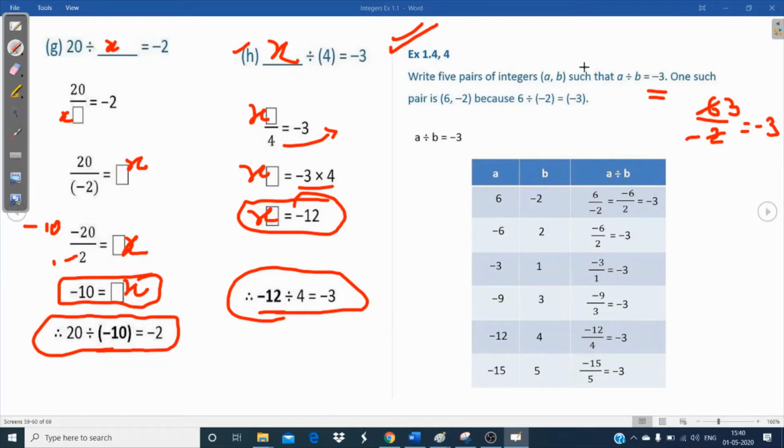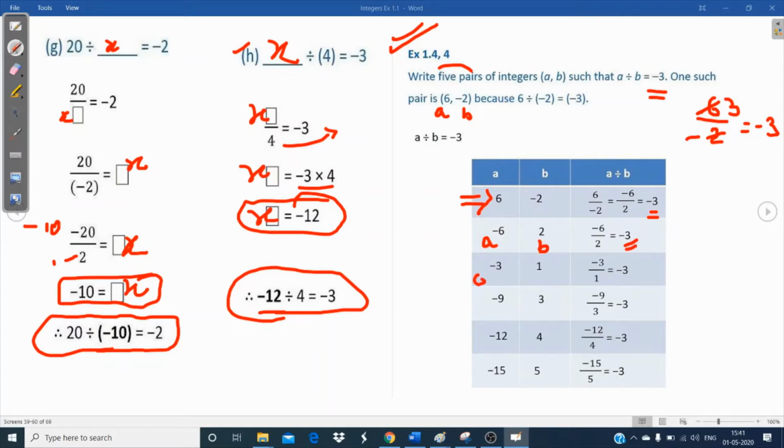You have to write 5 more such pairs. 6 divided by minus 2 was given to you, students. What are you getting? Minus 3. Now, I've just changed the sign. A, I put it here, minus 6 and B, plus 2. So again, this is a different pair. Previously, A was 6 and B was minus 2. Now I've changed the sign, so this will be a different pair of integers. So A is now minus 6 and B is plus 2. So when you divide this, again you are getting minus 3.